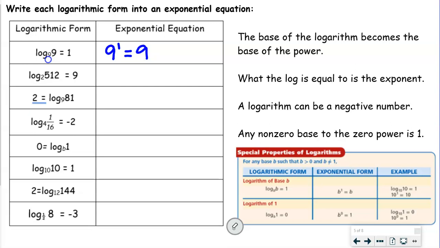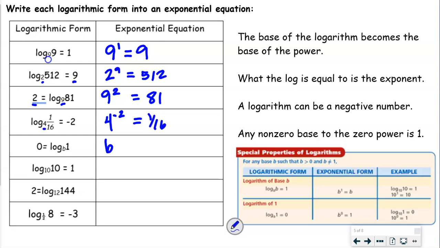Okay, so here we go again. So remember, we're going to take this base right here. That's going to be our base there. We're going to take it to this power, and we're going to say that's equal to the number that we had. So it's log base 2 of 512 equals 9. So this is going to be 2 to the 9th equals 512. Okay, so here again we got our 9 right there. We're going to take it to the second power. That's equal to 81. We're going to take our 4 here to the -2. And remember, if it's negative, it's going to go to the bottom, and that's going to be equal to 1/16.